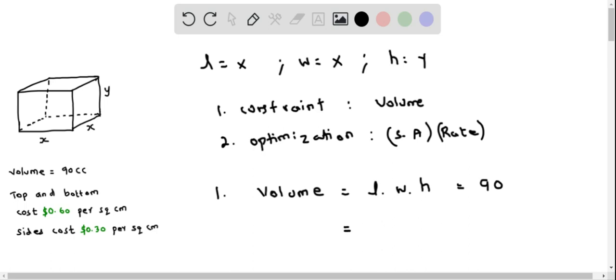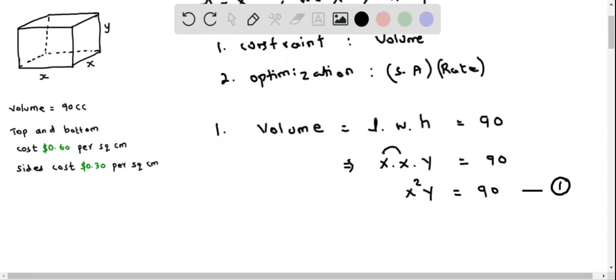So let's write this down as length is x, width is also x, and height of the box is y. And so this equals 90. Let's simplify this. x times x is x squared, times y, so x squared y equals 90. Let's say this is equation 1, or in fact this is the constraint equation. Now let's see what it is that we have to optimize. Since we have to determine the dimensions so that the cost is minimum, we identify that the optimization is the cost. We have to optimize the cost of making this box.